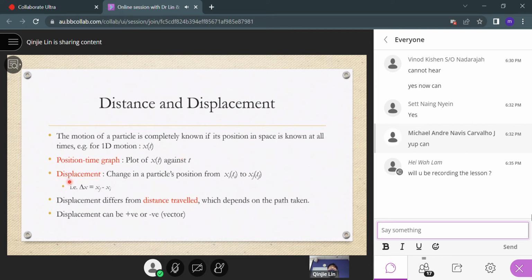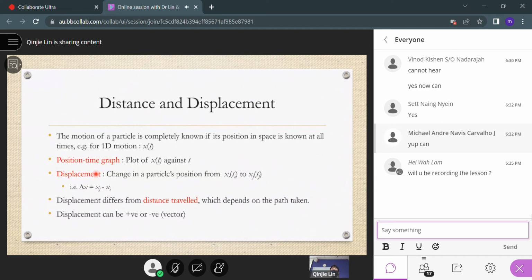The definition of displacement versus distance: so we have displacement and we have distance. This is for displacement. It is the change in the particle's position from xi, that means x initial, to x final. So it's just a change in the position. In other words, mathematically, you will just take the final position minus the initial one. This you will get the displacement.